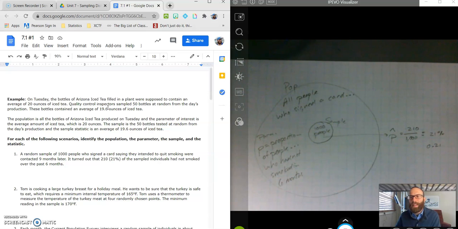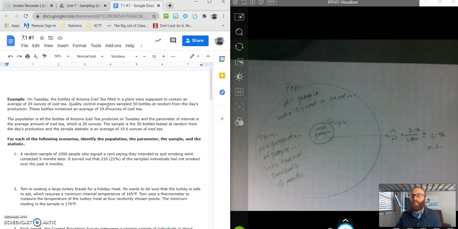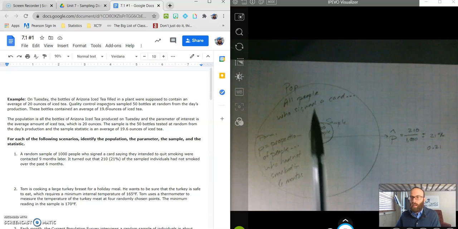Again, we really want to be looking at what's going on in the problem. Draw your diagrams, do that, but let's write that out and note. I don't want to read too much into this. I don't want to try to project why they're doing this, anything like that. The population: all the people who signed a card. The parameter: the proportion of those people.